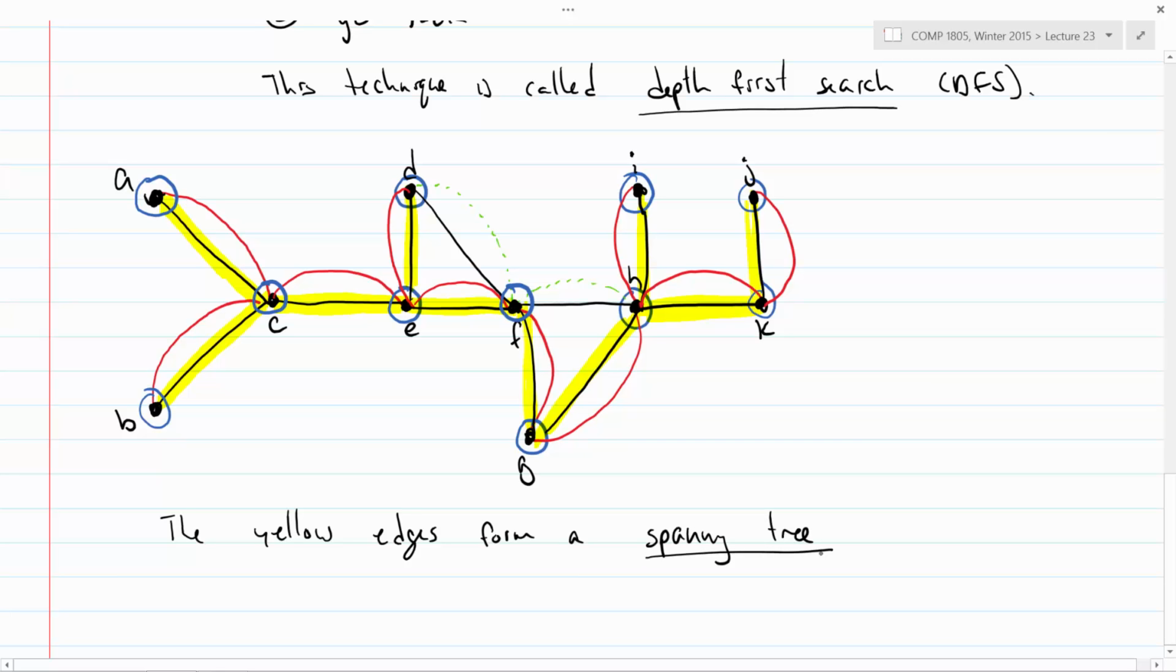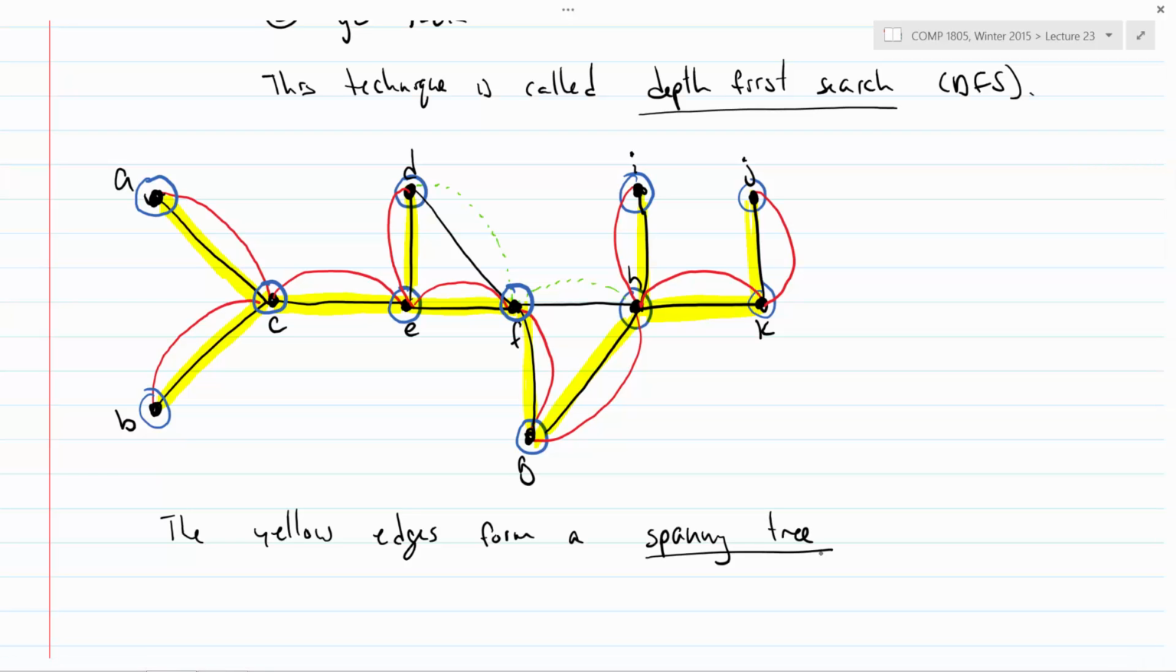The yellow edges form a spanning tree, and they have to, because this assumes that the graph is connected. If the graph is connected, then the yellow edges form a spanning tree, and they have to because every node has to get visited by this at some point.